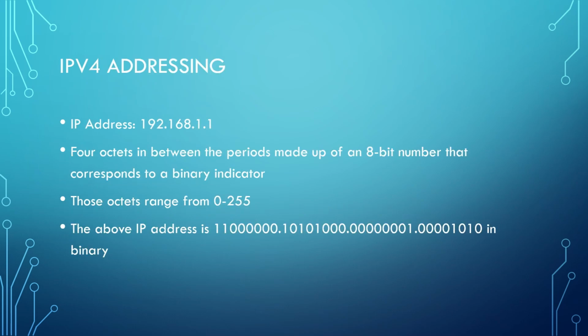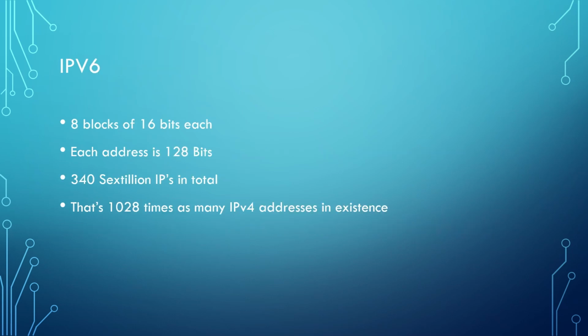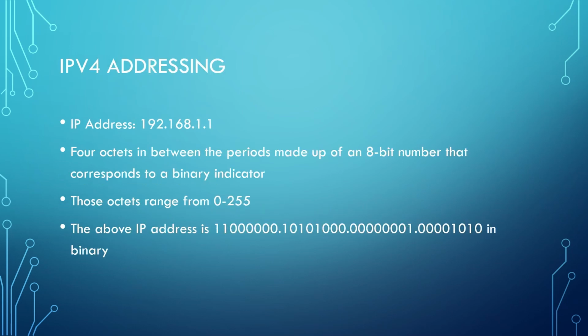When it comes to IPv4 addressing, an IP address looks like 192.168.1.1. That's 4 octets in between the periods, each made up of an 8-bit number that corresponds to a respective binary indicator. Those octets range from 0 to 255. So, the above IP address would look like that in binary.